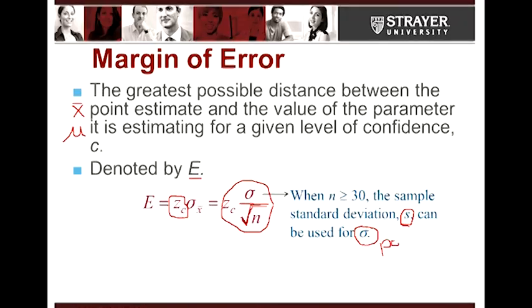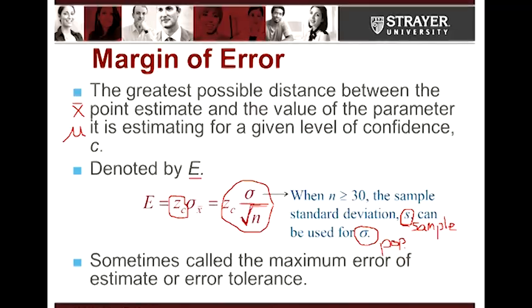Remember, sigma is the population value, and S is the sample value, and both are referring to standard deviation. Writing with a mouse is not that easy. Okay? So sometimes it's called the maximum error of estimate or error tolerance.